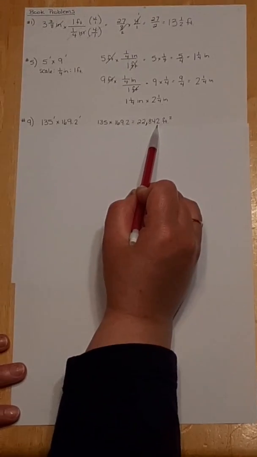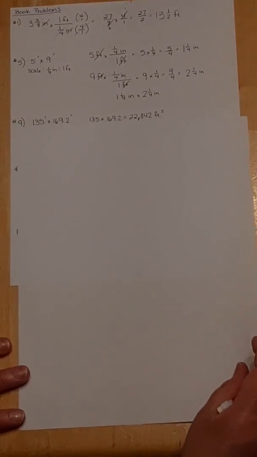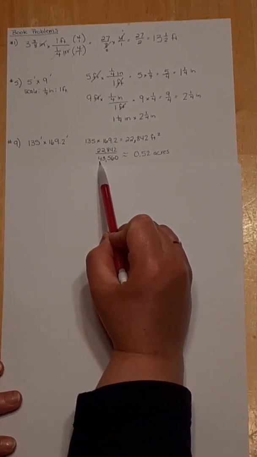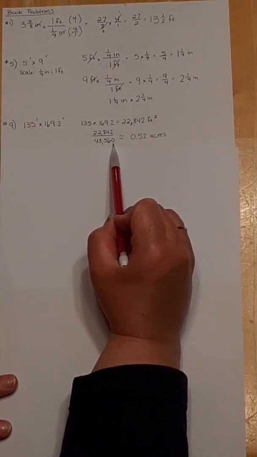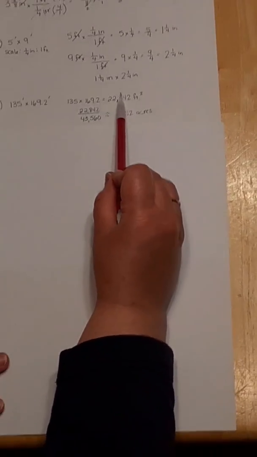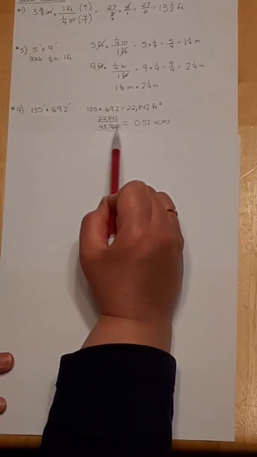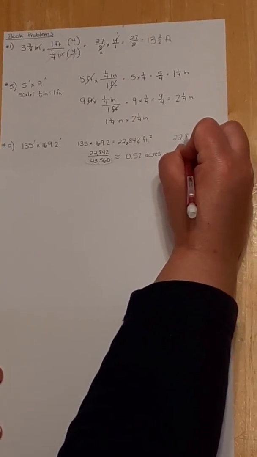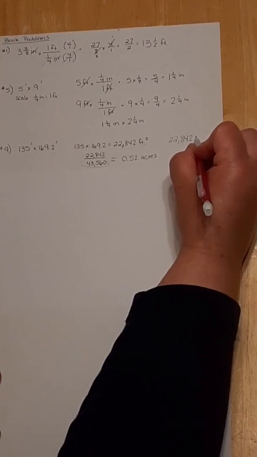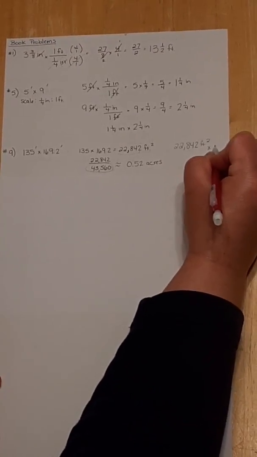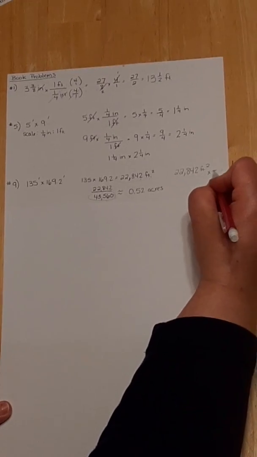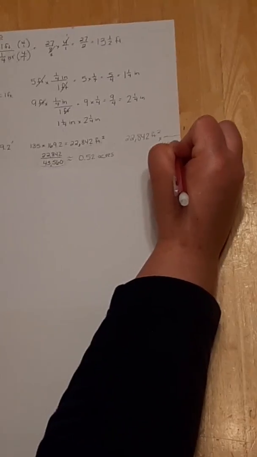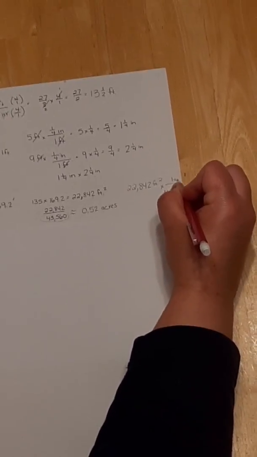Now remember, for square feet, there are 43,560 square feet in an acre. So I'm going to take my area that I just found and divide it by my scale factor. Another way to do it, looking like what we've been doing with dimensional analysis, would look like this. 22,842 feet squared times my fraction here, which is 43,560 feet squared with 1 acre.